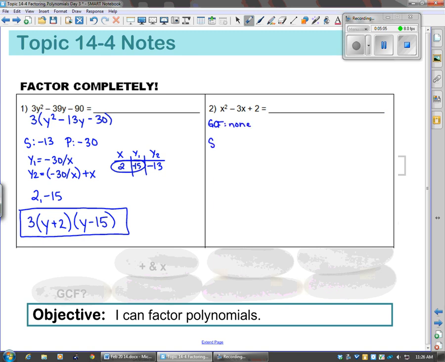Next step, your sum and your product. Sum is -3, product is +2. You're going to put that on the calculator: 2 divided by x, and 2 divided by x plus x. You're going to look for -3 in the y2 column, and your two numbers are going to be -2 and -1. So you write those as your final answer, x minus 2 times x minus 1. I either need you to box it or put the answer up on the line.